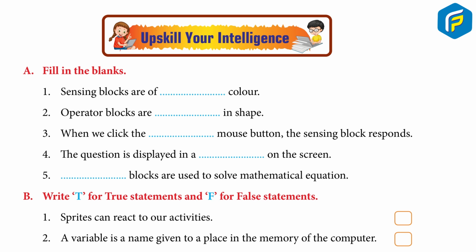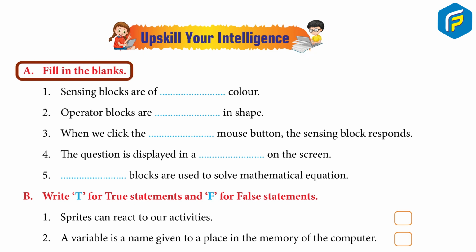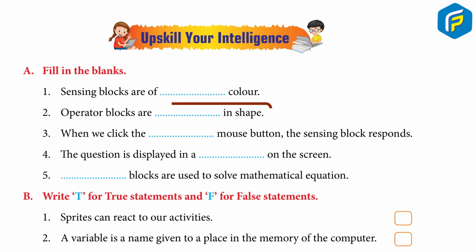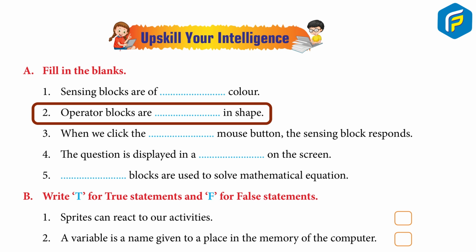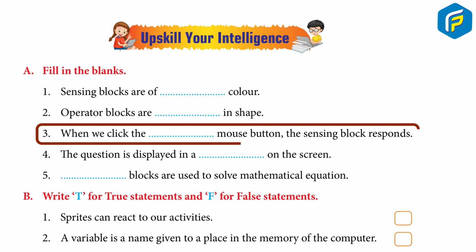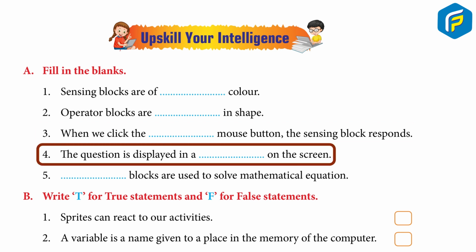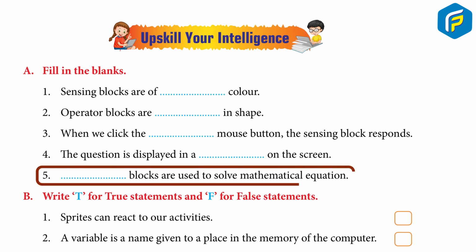Upskill your intelligence. A. Fill in the blanks. 1. Sensing blocks are of dash color. Answer: light blue color. 2. Operator blocks are dash in shape. Answer: round. 3. When we click the dash mouse button, the sensing block responds. Answer: right. 4. The question is displayed in a dash on the screen. Answer: stage. 5. Dash blocks are used to solve mathematical equations. Answer: operator.